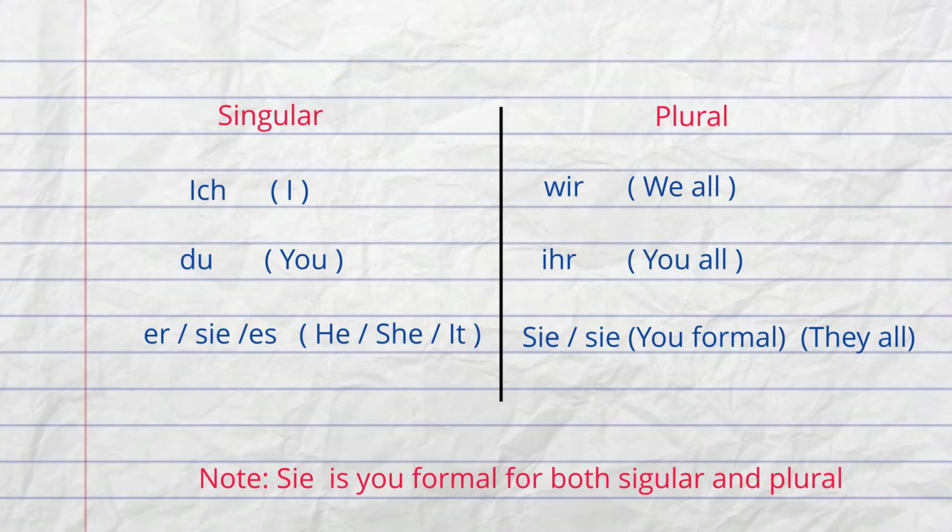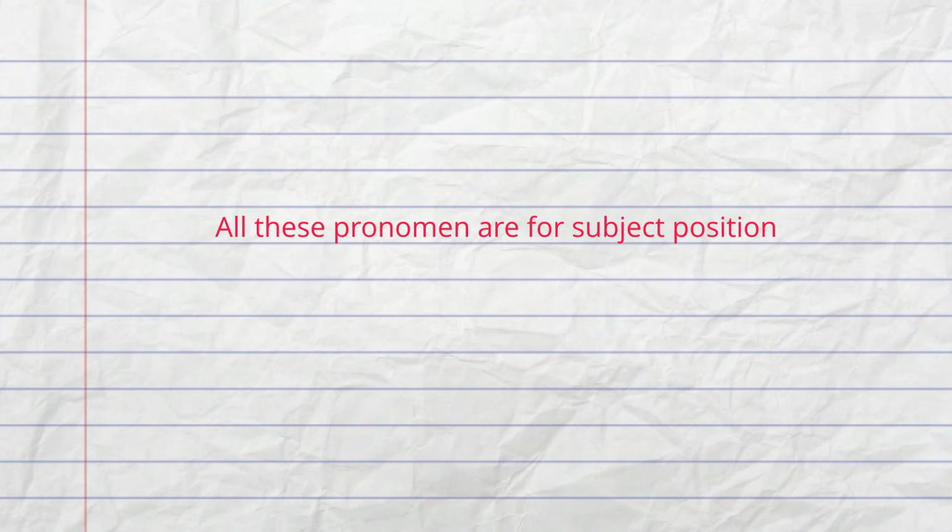I will repeat all the personal pronomen. Ich, du, er, sie, es, wir, ihr, sie. Now one important point, all these pronomen are for subject position only. Now we will see all pronomen one by one with examples.